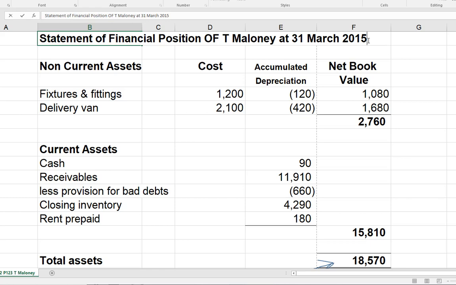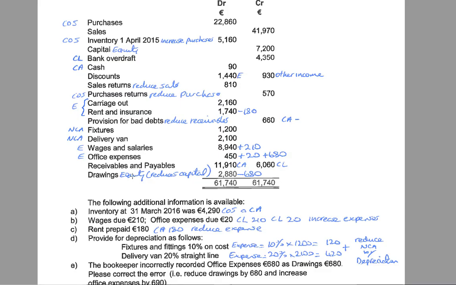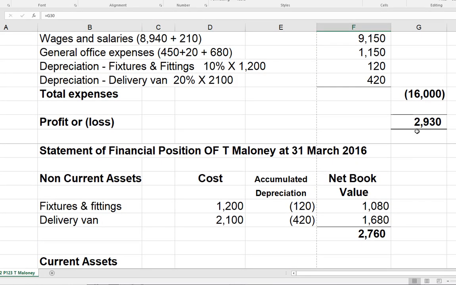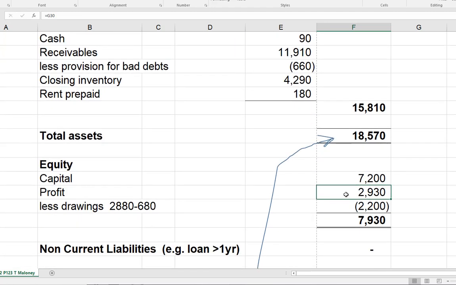And then in the bottom half of the statement of financial position, we show the equity, which is just three things always: our capital, our profit and drawings. Our capital always from the trial balance, drawings from the trial balance, and we had that adjustment, so it reduces down to 2,200, and our profit is the bottom of our profit or loss account. All of these things belong to the owners.